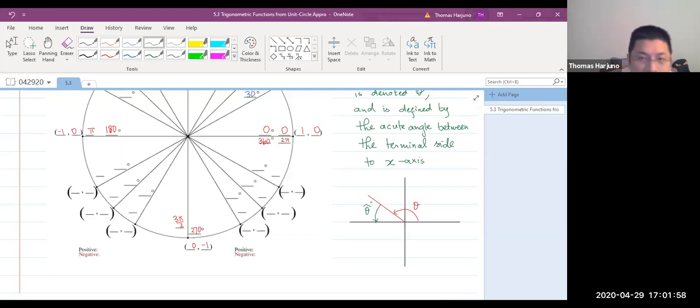Consequently, theta hat will always be an acute angle, at most 90 degrees. It's supposed to be an acute angle. Suppose I have, for example, an angle there in quadrant 3. Let's say this is angle alpha. Then angle alpha hat will be this one here.